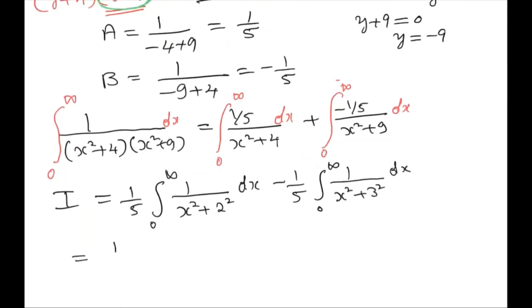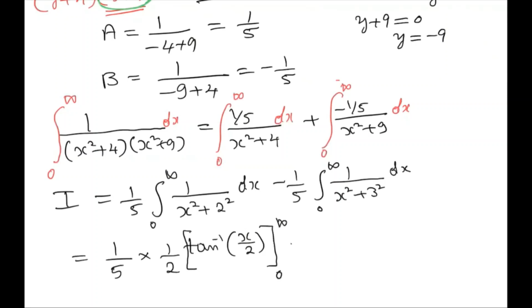And we know the integral of 1 upon a square plus x square is 1 by a, that is 1 by 2, tan inverse of x by a. Your a is 2 here. Now, the limit should be taken for this function. Tan inverse of x by a, 0 to infinity. Constant minus 1 by 5.